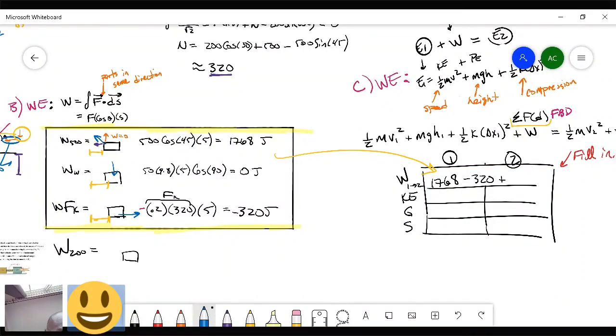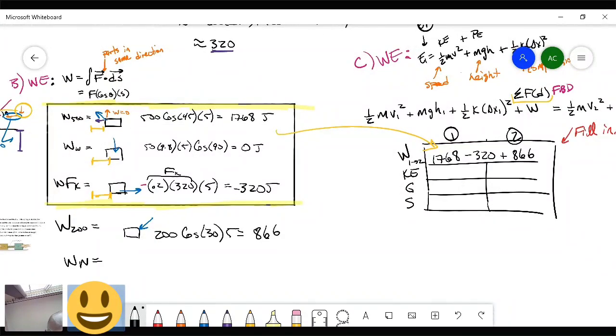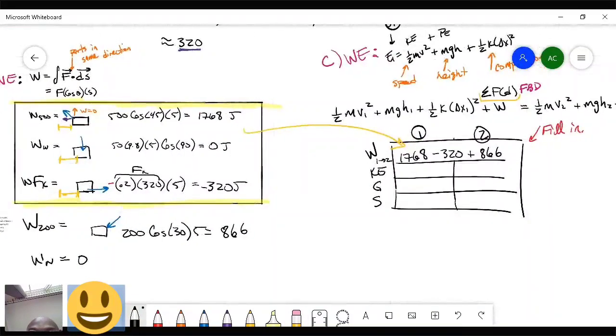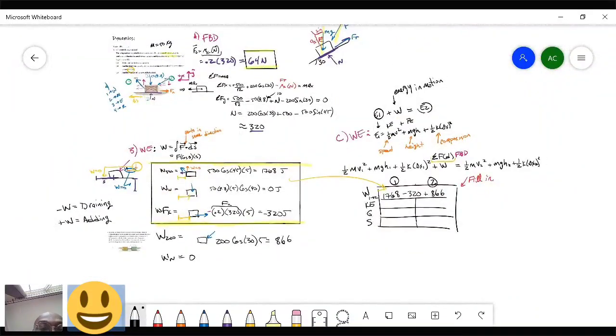I know the 200 force is pointing down. That's going to be 200 cosine of 30, and that's times by 5, which would be 1,000 times the cosine of 30, which is 866. So I put plus 866. You following me? The work of the normal force is equal to 0 because of all the stuff that I was saying before. So bam, all of my works, I literally just put all of them in that one box. You see how I did that?